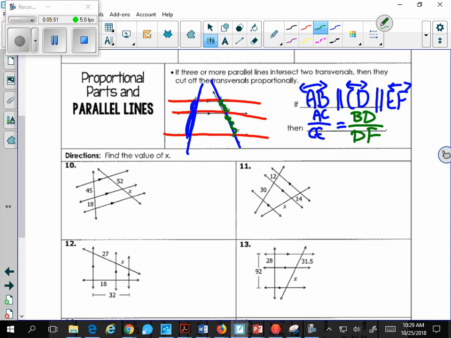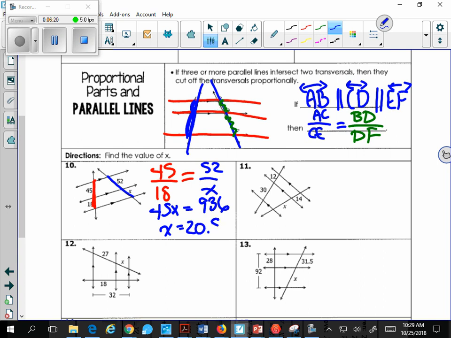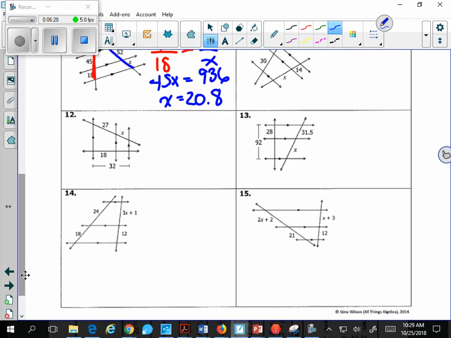So for example, in number 10, I'm going to set my proportion up pretty much the same way. I've got 45 to 18, which are both part of the same transversal, equals the ratio of 52 to x, also part of the other transversal there. And then I do the same thing. I cross multiply. 45x equals 936, and x equals 20.8. So not too bad. Let's take a look at one more difficult case, number 14.